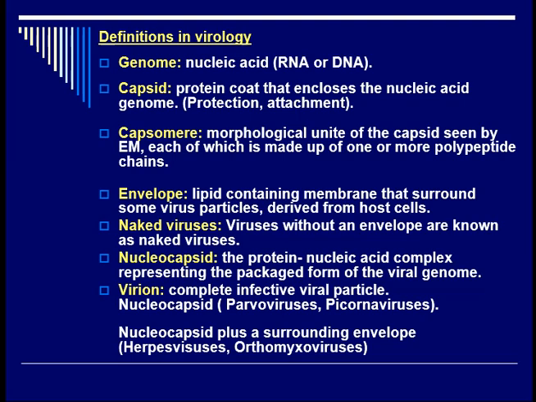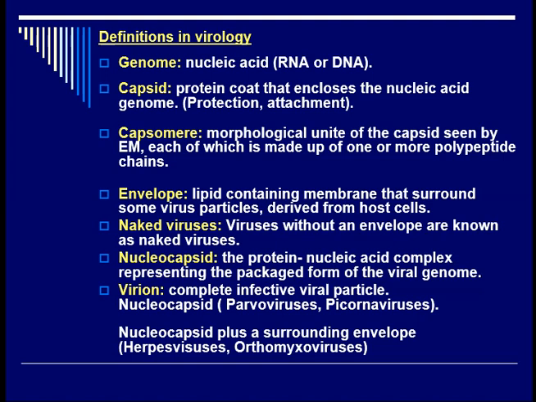Some definitions in virology. Genome is the nucleic acid of the virus, as we said, either RNA or DNA. Capsid is the protein coat shell that encloses the nucleic acid genome of the virus. The function of the capsid is protection, and in the case of naked viruses, it also serves for the attachment process at the start of viral replication. The capsomeres are the morphological units of the capsid seen by the electron microscope. Each capsomere is made up of one or more polypeptide chains.